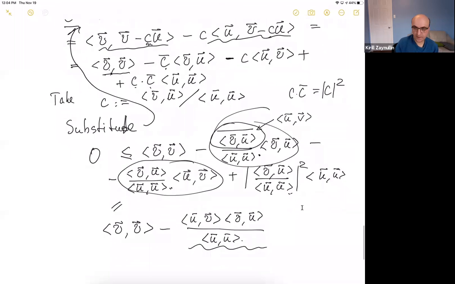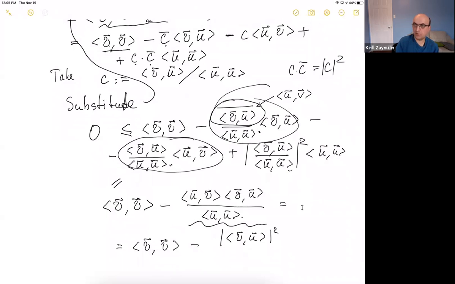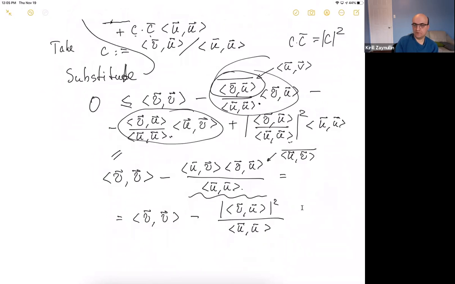Okay. And then finally, what is written here is just v comma v, minus, now just write it carefully, of v comma u square, because that's what it is, right? Because look, again, we apply the second property. So this v comma u is just u comma v bar. And the complex number times its conjugate gives us the square of its absolute value, and that's what is written here, divided by u comma u. Okay, so that's a small trick.